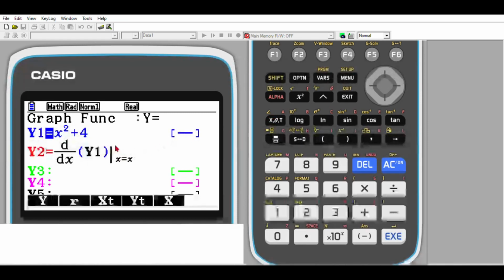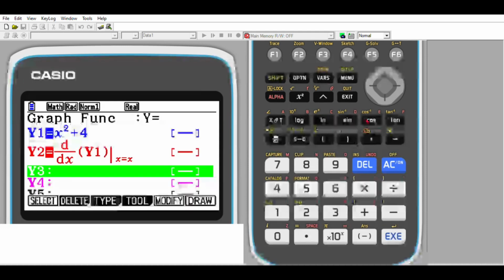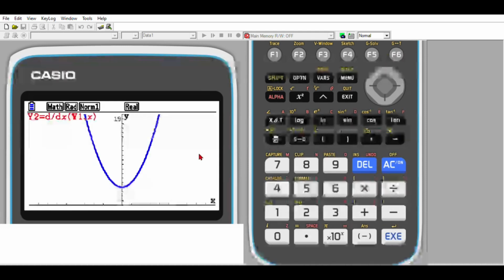If you want the derivative at a specific value, you're going to put x equals 1, for example, and you're going to get the value of the derivative for x equals 1. But in this case, we want the general formula, so we're writing x. So you click on enter and then draw again, and you'll see that we got the same line we got when we manually found the derivative of this function, right? So this is a way you can find the derivative of a function.